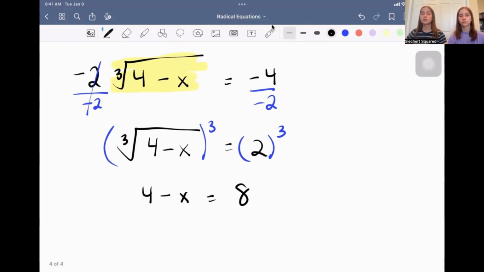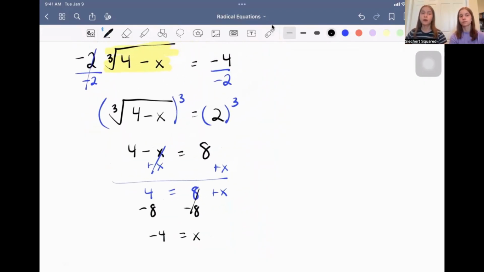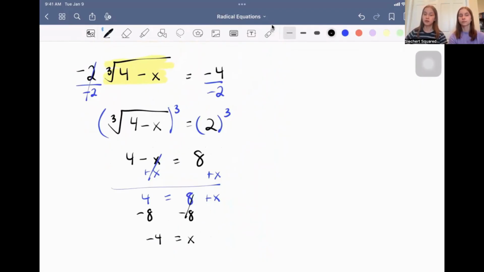From there, you're going to get some sort of linear equation that you can solve fairly easily. So let's go ahead. I want to make my x positive, so I'm going to add it to the other side. So I have 4 equals 8 plus x. And then finish it up. Let's subtract 8 from both sides. So I have -4 equals x. So I think that I have a solution that might work, but always be careful. You have to make sure that you check it. And again, I do like to label it. The cleaner that your work is, the easier it is for your teacher to follow.